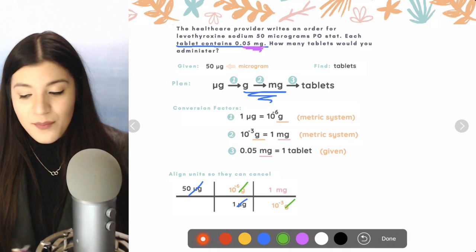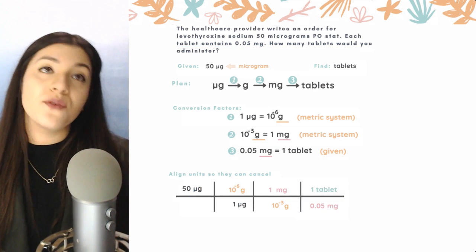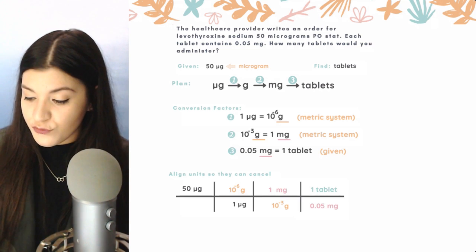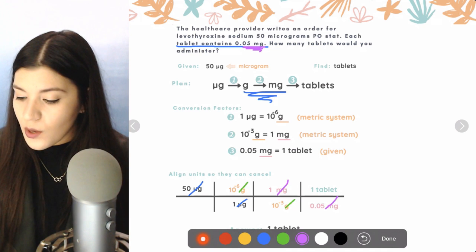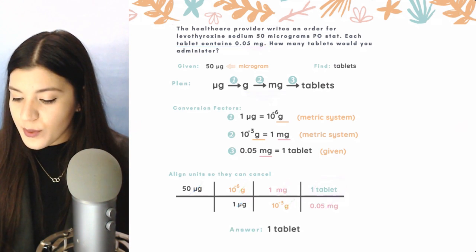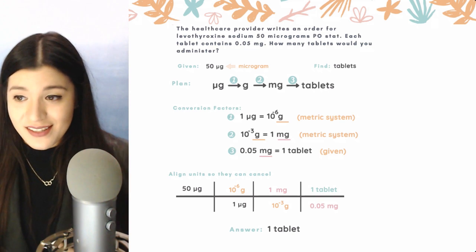And the last step is to convert it to tablets using our third conversion factor. After we multiply everything out, these cancel, we're left at tablets. After we multiply everything out, we just get 1 tablet, and that would have been your final answer.